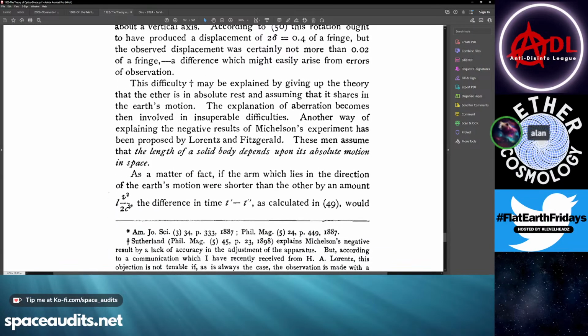This difficulty may be explained by giving up the theory that the ether is at absolute rest and assuming that it shares in the Earth's motion. The explanation of the aberration becomes then involved in insuperable difficulties.